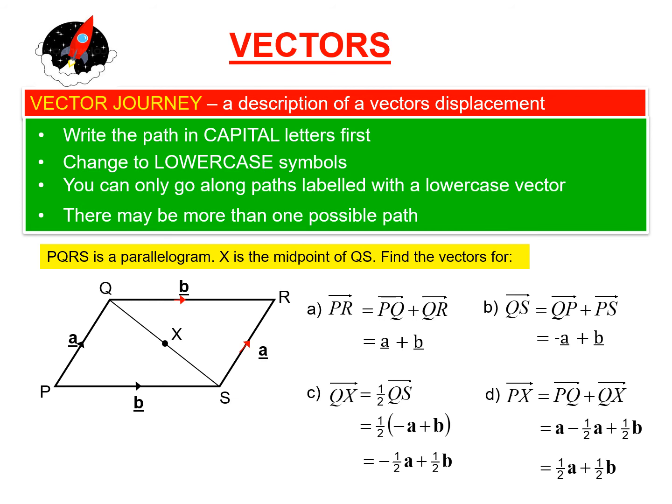The last example is PX. So to get from P to X, we could go along P to Q and then QX. So we know that P to Q is vector a. QX we've just worked out in part c. So it's a subtract a half a plus a half b. So we end up with a resultant vector of a half a plus a half b.